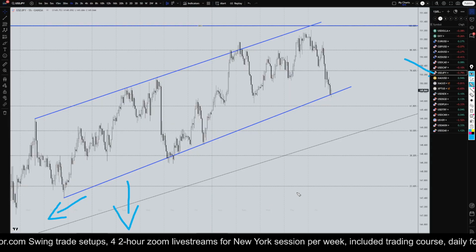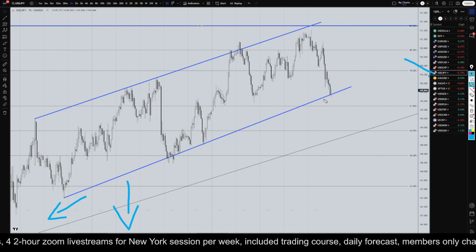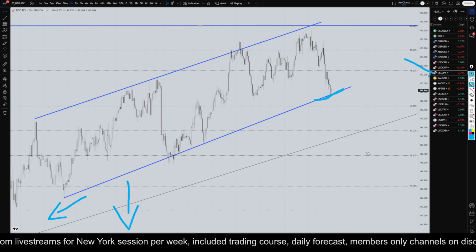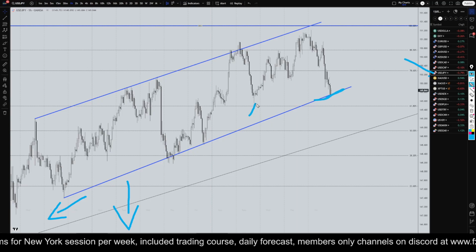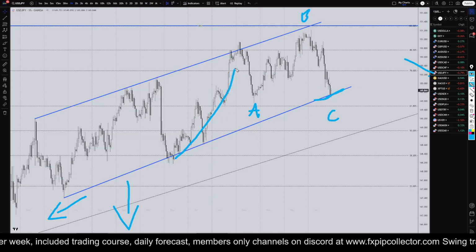So the US dollar yen did play out as I said on Friday. I said that it's probably more likely it's going to make its way down to the bottom of this channel. To me, this looks very clearly to be an ABC. I think that this is a correction to the last impulsive movement up.